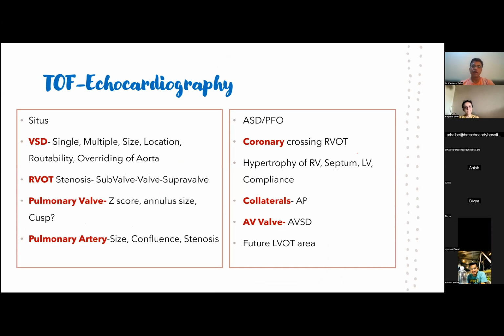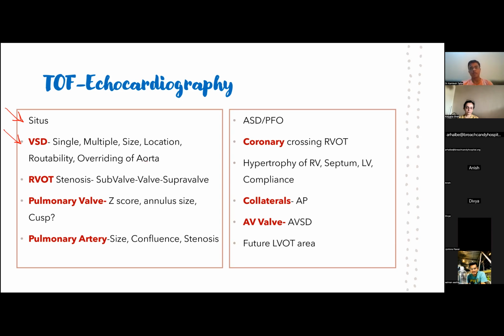In echocardiography, one should diagnose whether there is situs solitus or situs inversus. VSD can be described as either single VSD, or if it is multiple VSD, that has to be mentioned. Size and location: usually it will be an outlet VSD and a large VSD, but one should mention that, and comment about the rootability and overriding of the aorta.